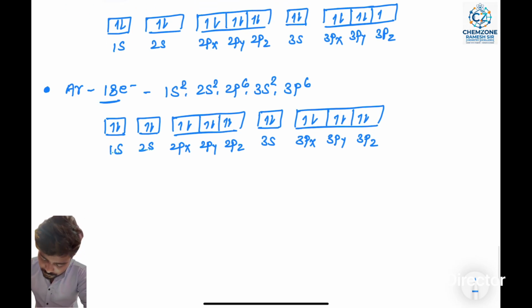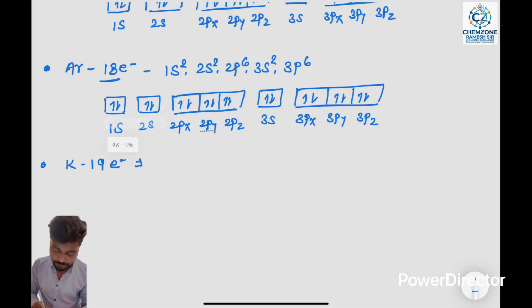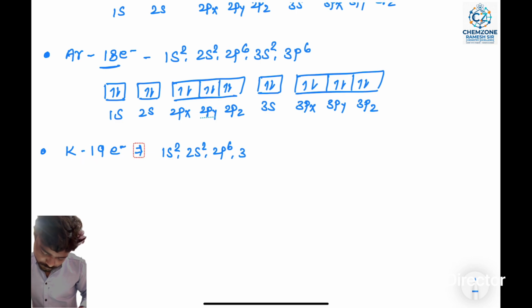So okay, next one 19, that is what create for this new orbitals, means 4s orbitals. Okay, next one is your K, 19 electrons. Okay, potassium. Okay, then next one is 19. Okay, so 1s2, 2s2, 2p6, then 3s2, 3p6 and 4s1.